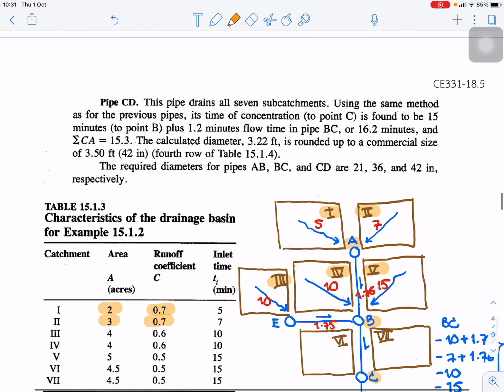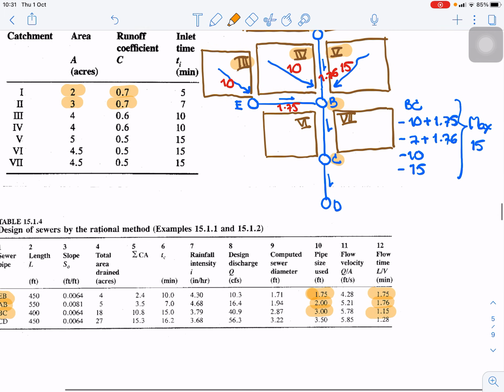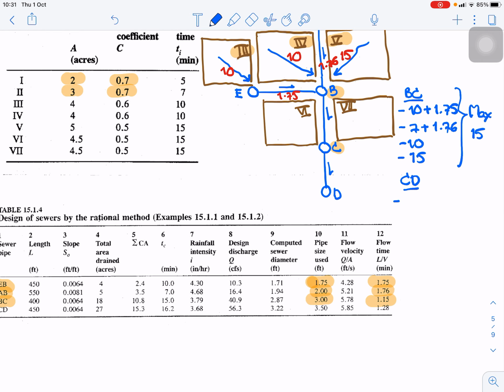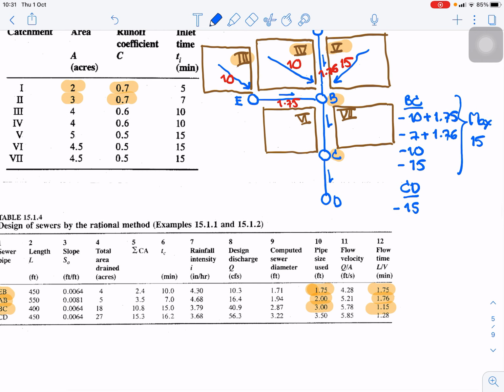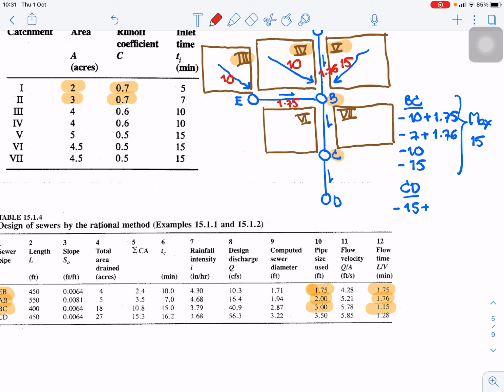And now the last one, pipe CD. The pipe drains from 7 subcatchments. Using the same method, we have to identify the time of concentration for pipe CD. So we check the time of concentration. The first row is 15 plus the flow time, which is 1.15.